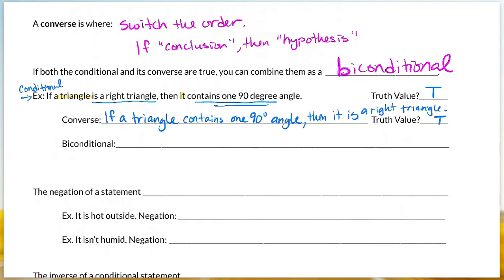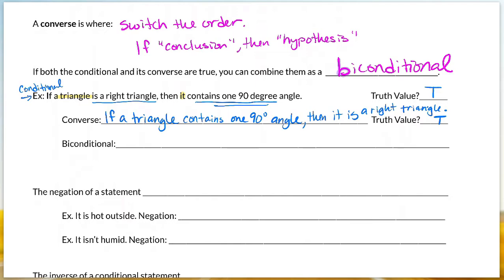This is basically because this is coming from the definition of what a right triangle is, and anytime you have a definition, it can be written as a biconditional. So the conditional is true, the converse is true. Since they're both true, you can write a biconditional. If either one of them was false, you would not be allowed to write a biconditional.